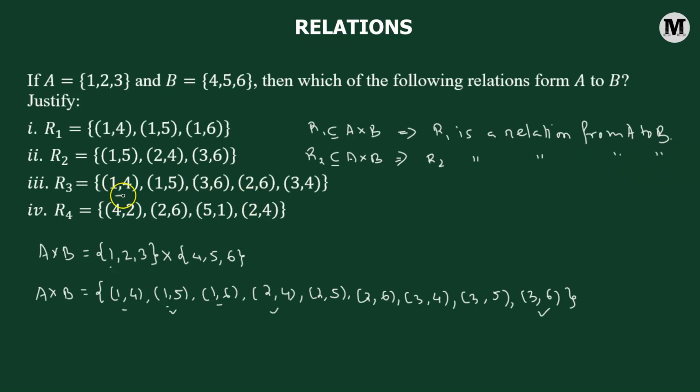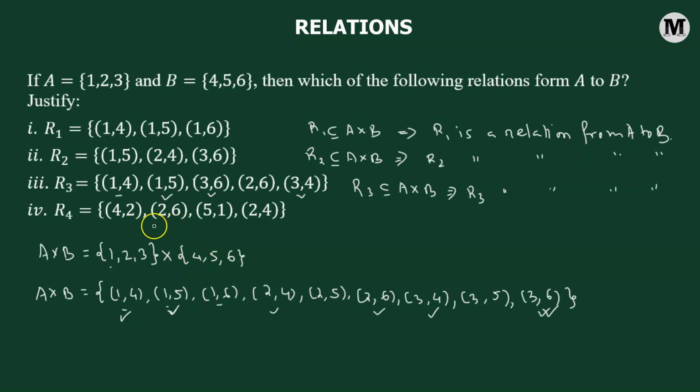Now in the third one, we have the ordered pair 1, 4. Yes, 1, 4 belongs to the Cartesian product of A and B. We have 1, 5 that belongs to it as well. 3, 6. Do we have 3, 6? Yes, we have 3, 6. Then we need 2, 6. Yes, we have 2, 6 as well, and then we have 3, 4. Okay, so all the 5 ordered pairs of R3 are also members of the Cartesian product of A and B. So here also we can say that R3 is a subset of the Cartesian product of A and B, which means that our relation R3 is indeed a relation from A to B.